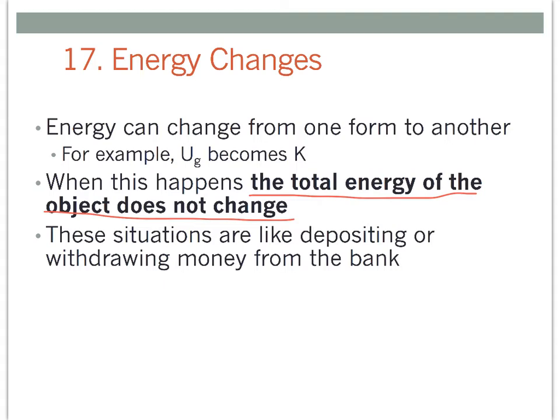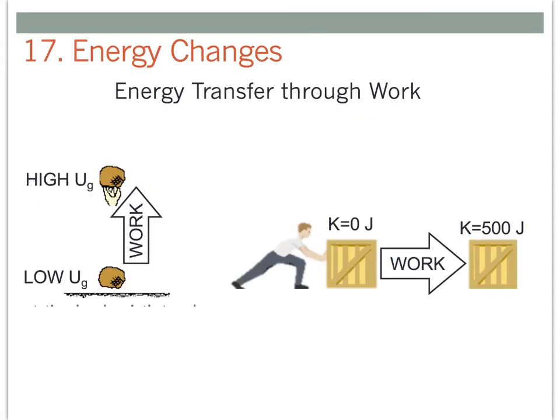Those are just two different forms of your money, okay? And all that changed was how that was allocated, right? But the total amount of money that you have is the same still. The other way for the energy of an object to change is through work, okay? When we have a force being exerted over a distance, we can change the energy of an object.